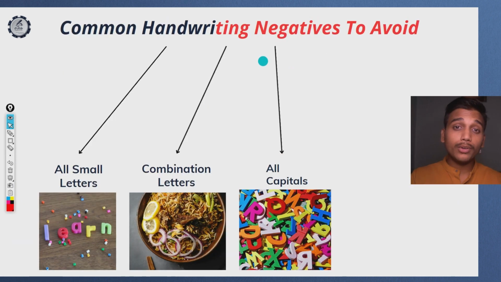Okay. And then we're going to start with handwriting analysis. We are going to get started with handwriting analysis. And with handwriting analysis there are three subcategories, which is small letters from A to Z, combination letters, combining two or more letters, and then we have capital letters.